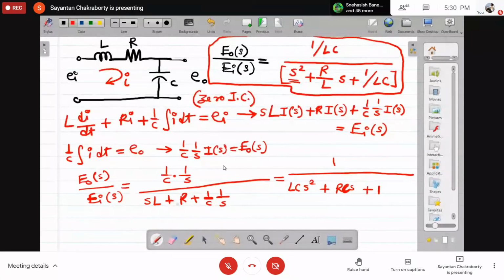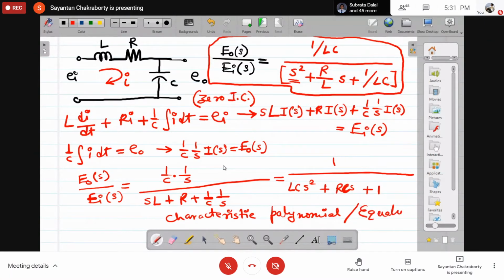This is called the characteristic polynomial, and if you put this equal to 0, then what you'll get is the characteristic equation, and that will determine the poles of the system. The roots of these characteristic equations are nothing but the poles of the system, and that determines the nature of the response of the system, and also determines whether the system is stable or unstable.